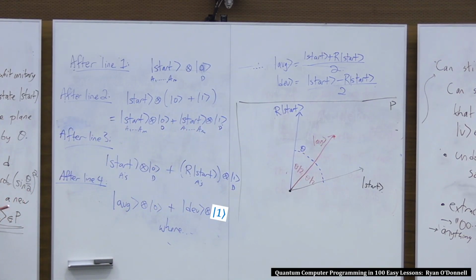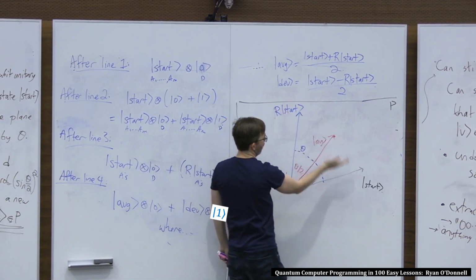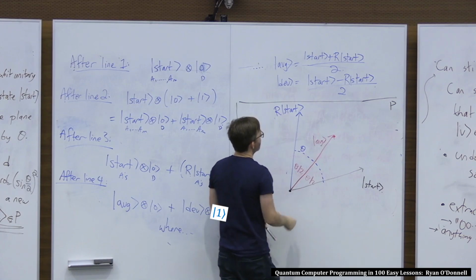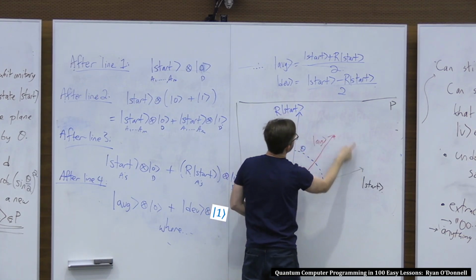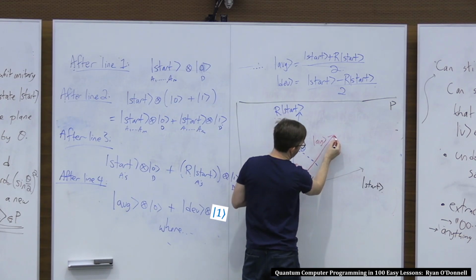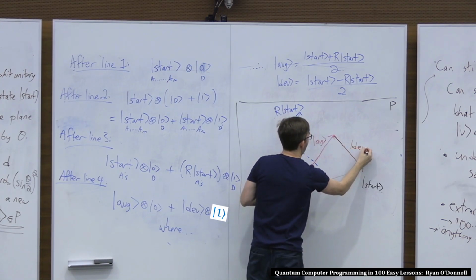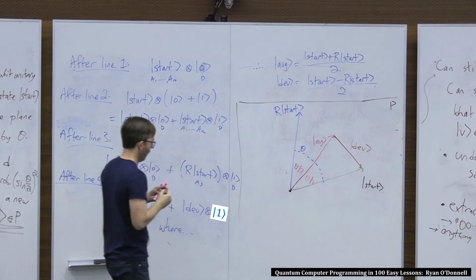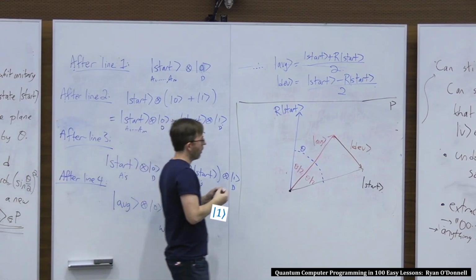And then what is ket div? Well, it's the amount by which the first vector differs from the average. So it's start minus R start. Start minus R start is the vector like this, but half of that. So what I'm saying is this is div. And okay, so this is a right angle.